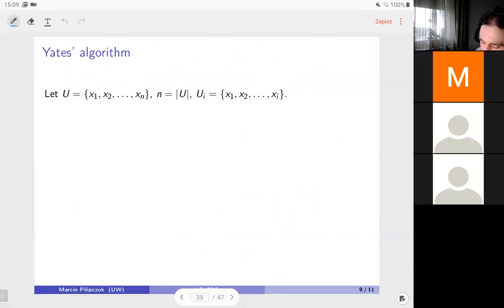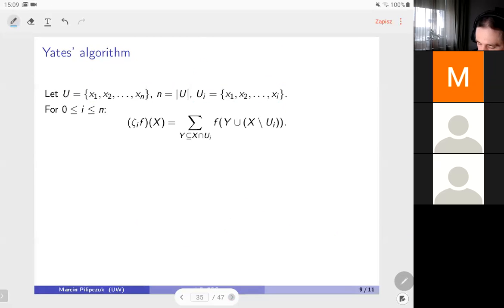So I have some function f, and I want to compute zeta f quickly. Let's order the universe as elements x1 to xn, and think of the prefix of this universe as u_i, the first i elements of the universe. I want to gradually change f into zeta f: into something called zeta 1 f, into zeta 2 f, and so on.